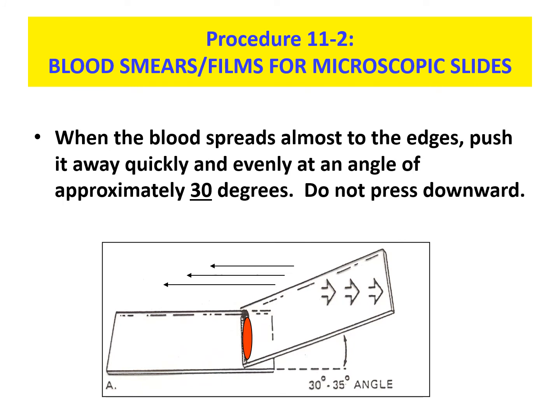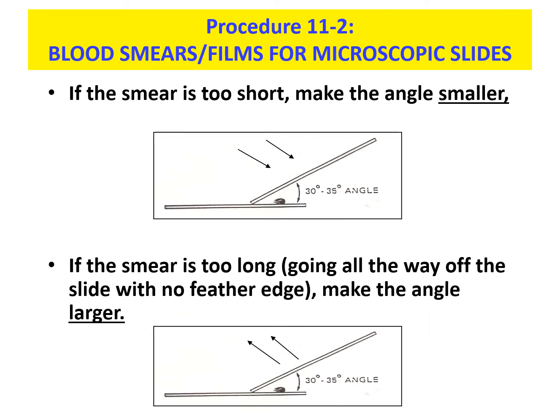Then you're going to bring that slide back into the blood smear. As that blood touches that blood smear, it's going to start moving across that spreader slide. As it does, quickly and evenly, not putting a lot of pressure down on it, but still holding that 30-degree angle, you want to slide that spreader slide all the way forward off the end of the slide, okay?